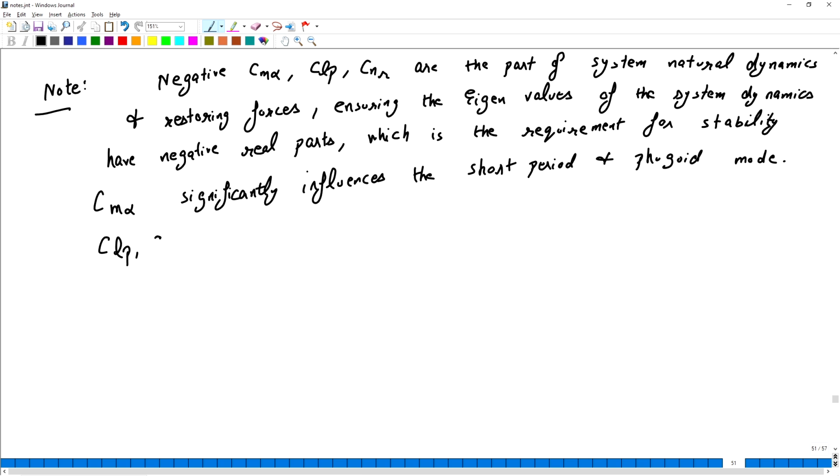CLP and CNR impact the roll subsidence. That is one. It also impacts Dutch roll and spiral mode.